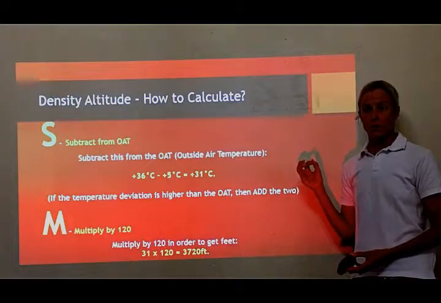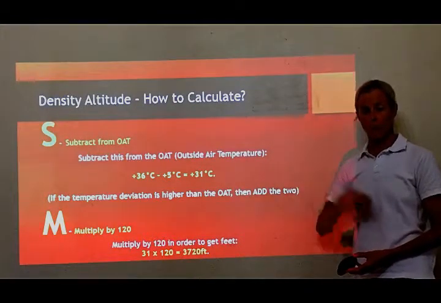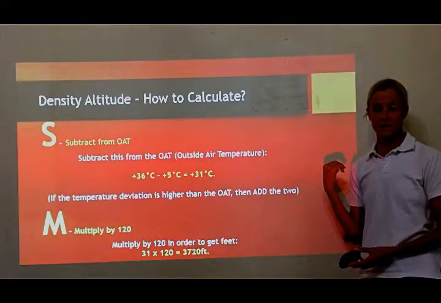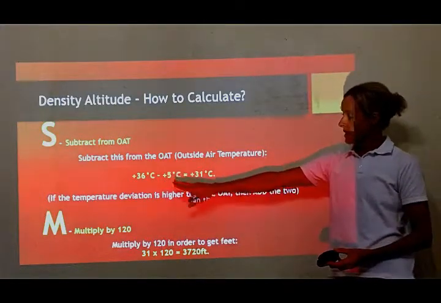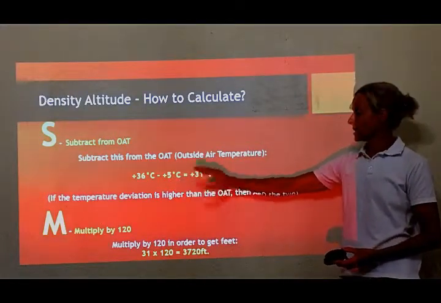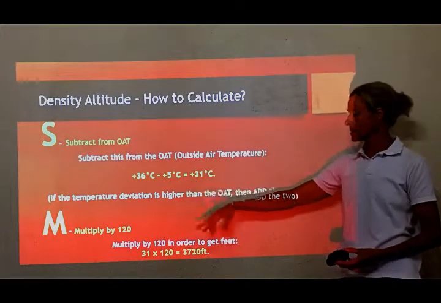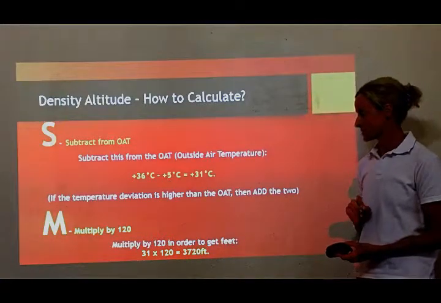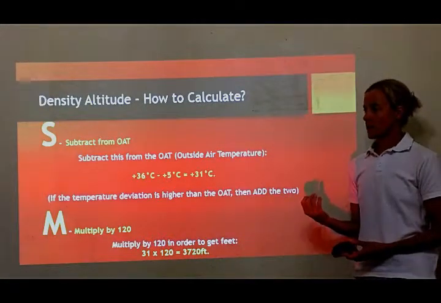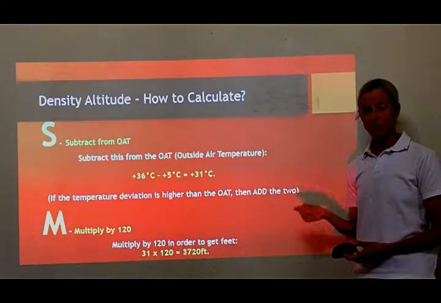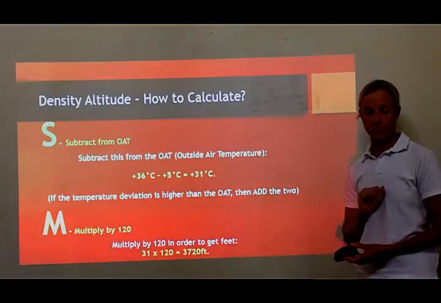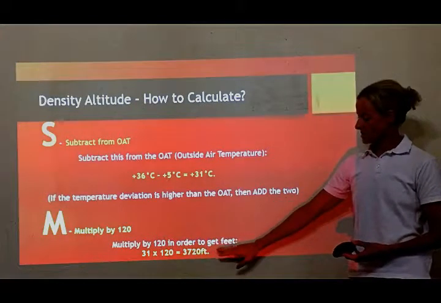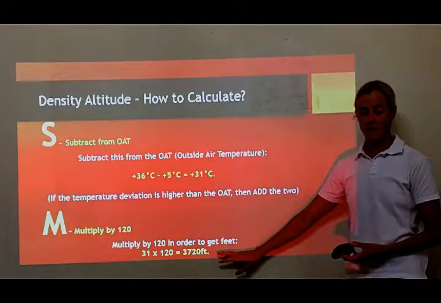Now we want to work out the temperature deviation between what we have and the ISA standard. So our current outside air temperature at Johannesburg Airport is plus 36 degrees, and we subtract plus 5 degrees in order to get a temperature deviation of plus 31 degrees. Now, in order to get the equivalent in feet, we will multiply this by 120. So 31 multiplied by 120 will give us a difference of 3,720 feet.